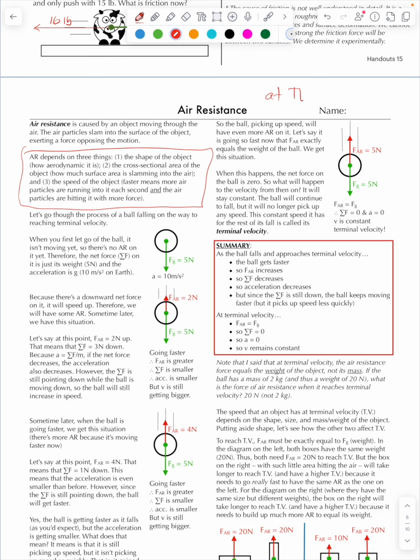At terminal velocity, the air resistance force is equal to the weight of the object. So this is equal to that, which means it's going to fall at constant velocity. So if I told you that the ball was, let's say, 0.5 kilograms, and I said, at terminal velocity, what is the air resistance force on this ball that is 0.5 kilograms?